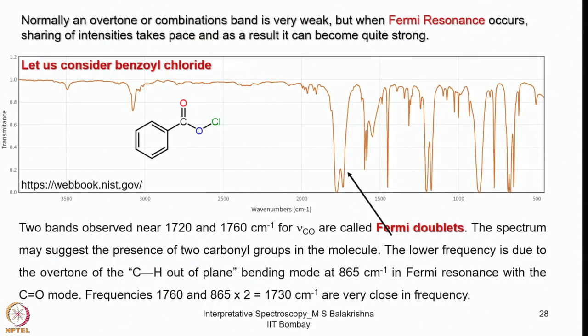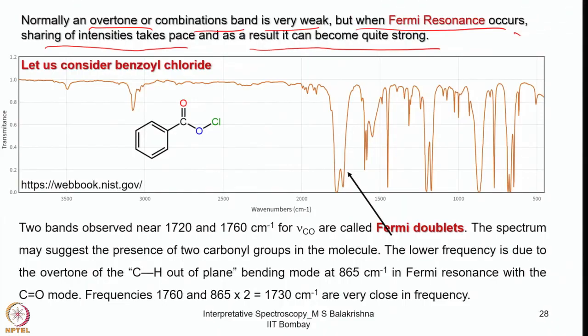So now let's look into this example. I have displayed the IR spectrum of benzyl chloride. Normally an overtone or combination band is very weak, but when Fermi resonance occurs, sharing of intensities takes place and as a result, it can become quite strong. One such example I have shown here is benzyl chloride. Focus your attention on the CO stretching frequency. Since it has one CO, one can anticipate only a single stretching frequency for the CO group here. But in the case of benzyl chloride, two bands are observed at nearly 1720 and 1760 centimeter minus 1.